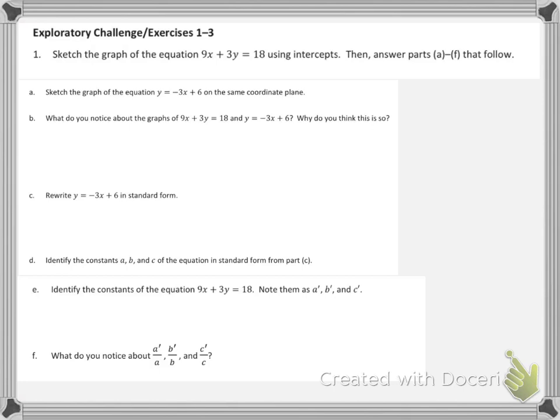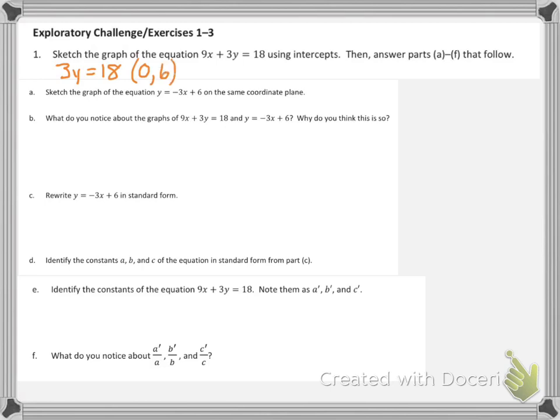Okay, so lots to do here. Let's dig right in. Number 1, sketch the graph of the equation 9x plus 3y equals 18 using intercepts. In order to do that, I'm going to make x equal to 0 in order to find the y-intercept. If I make x equal to 0, I get the equation 3y equals 18. If I multiply both sides by 1/3, I get y equals 6. So when x is 0, y is 6. That's my first point.